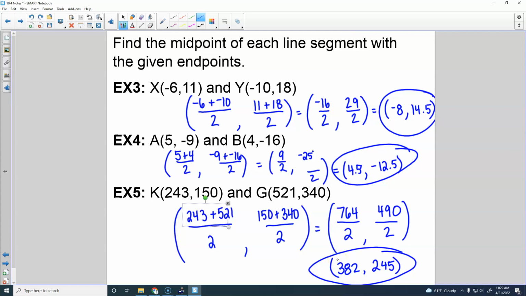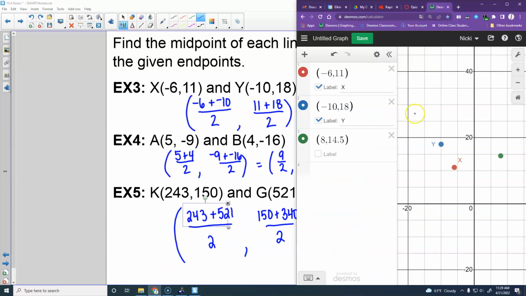Okay, so Peyton made the mistake I said was going to be the mistake, right? He subtracted instead of adding. For midpoint, you're adding together, dividing by 2. So be careful with that. All right, so I'm going to stop here. We got 6 minutes.